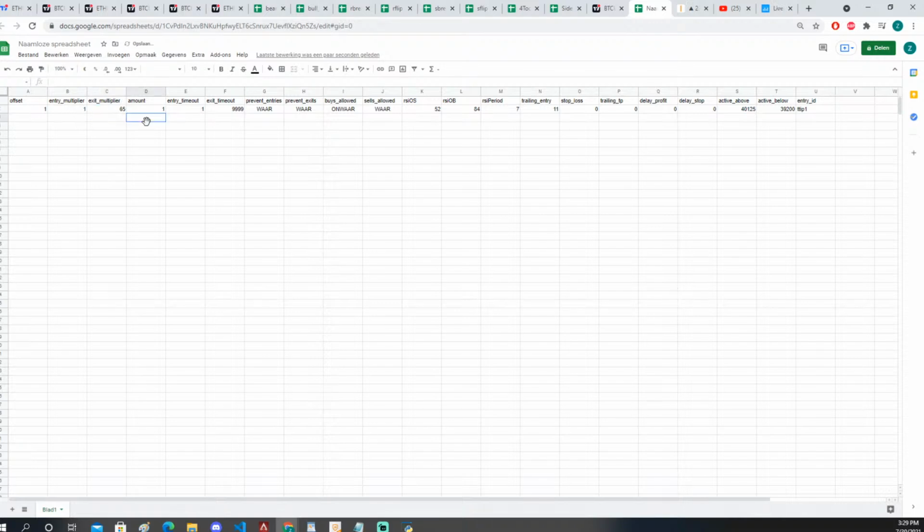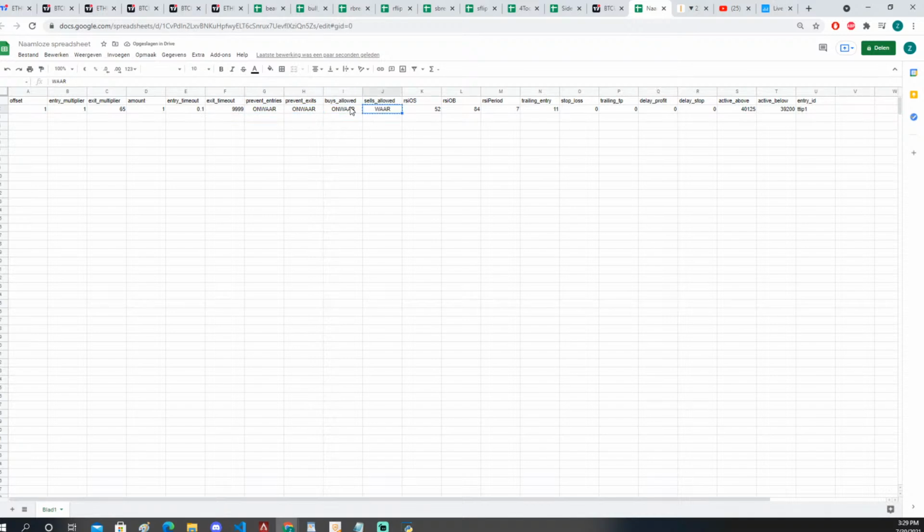So let's make this 65, okay, for now. The amount is one, the entry timeout is one, the exit timeout is 9,999. Amount speaks for itself. Entry timeout is after how many minutes or seconds should I start looking if I'm the first in line, or should I replace my order. So let's put this very rapid so that we can see what this does. Exit timeout. The prevent entries basically means, do I have to look at the TRS or RSI in order to make a position? Let's put these all false. Let's not get into the indicator stuff for now.